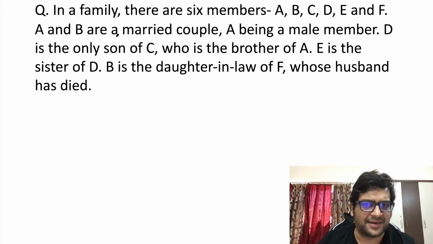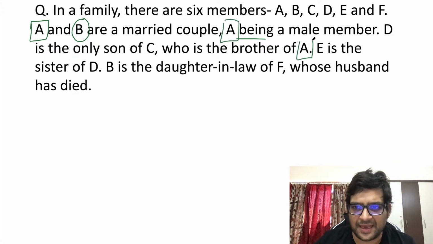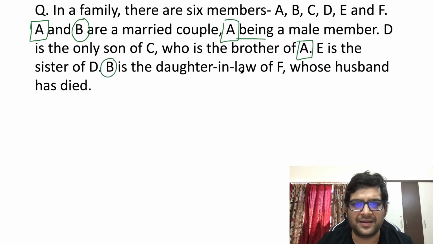So A and B are a married couple. A is the male member. A is male, which means B is female. Now, wherever you see A in the question, mark him as male, because that helps you figure out stuff. Wherever you see B in the question, mark it as female. So B is the female. And that's all that we have.